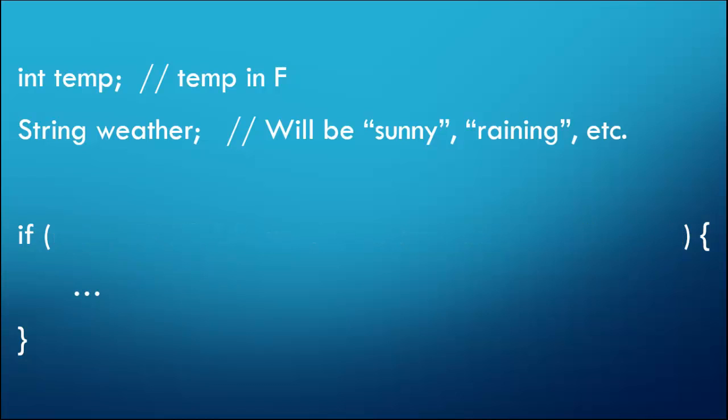Now let's say we want an if statement and we're going to do something in here if we are not going to go outside. So we're only going outside if it's 70 degrees or above and if it's sunny. How do we know if we are not going to go outside? So take a second, pause, and try to figure that out.